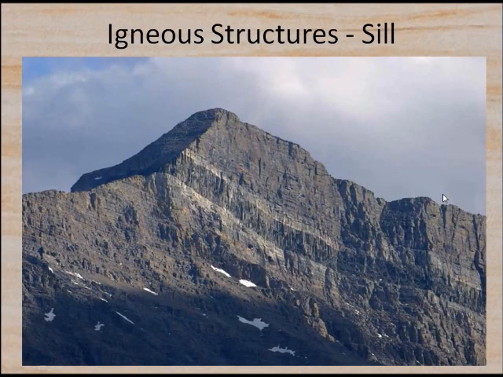Another igneous structure is called a sill. A sill forms when there's a horizontal crack. So this is the Purcell Sill in Glacier National Park. This is a very distinctive feature that you'll notice in many places in the park. And there was a horizontal crack between layers of rock, and this magma forced its way in and solidified.